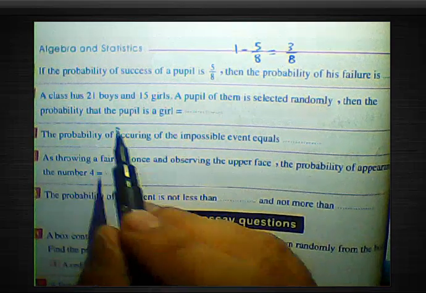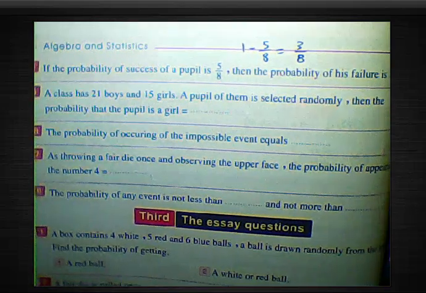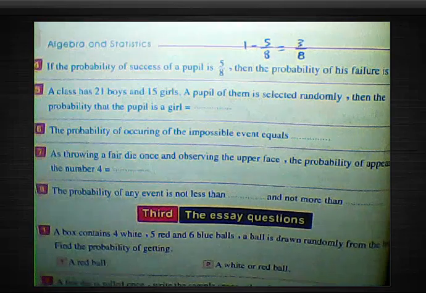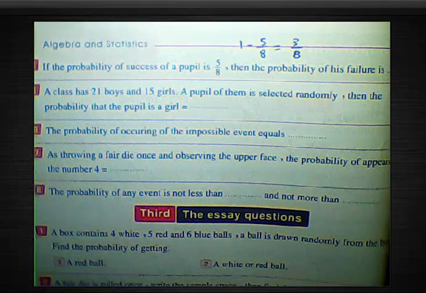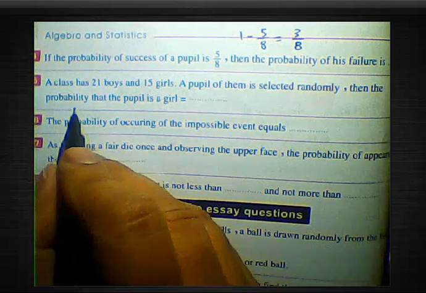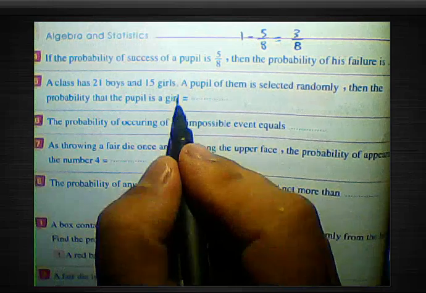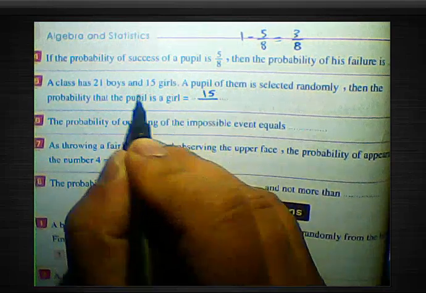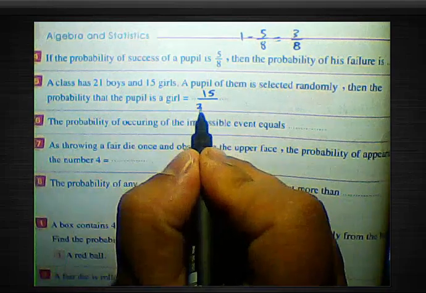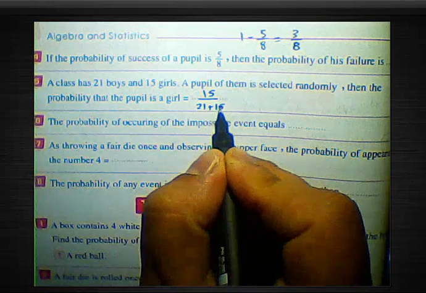A class has 21 boys and 15 girls. A pupil of them is selected randomly, then the probability that the pupil is a girl. How many girls? 15. About the total, 21 plus 15.